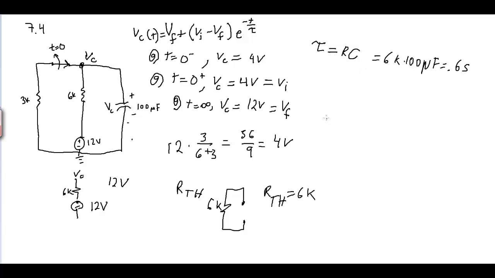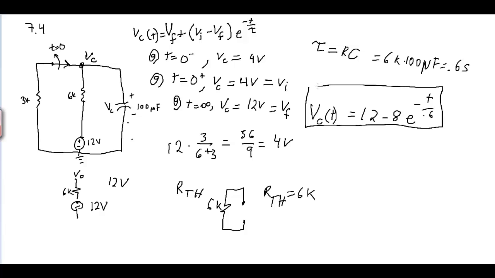So our final equation will look like this. Vc of t is going to equal V final, which is 12 volts, plus V initial minus V final, which is negative 8 volts, times e to the minus t over 0.6. And that is our expression for our voltage across our capacitor from time t equals 0 to t infinity.